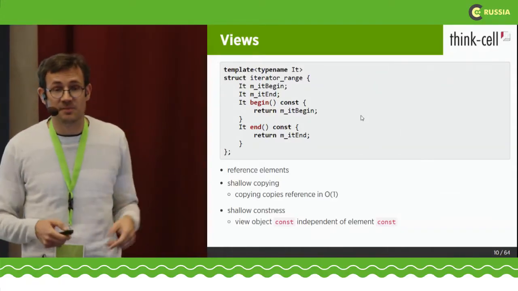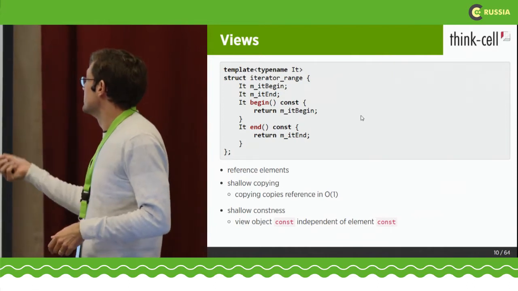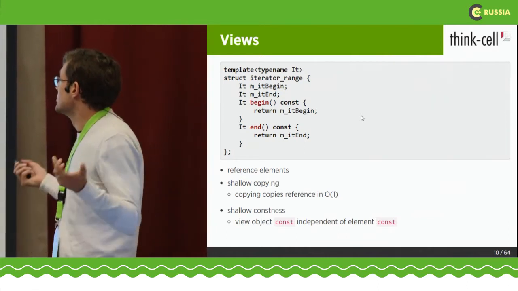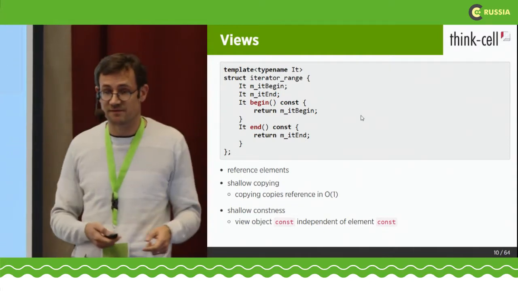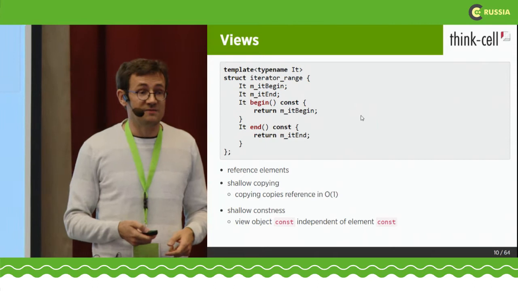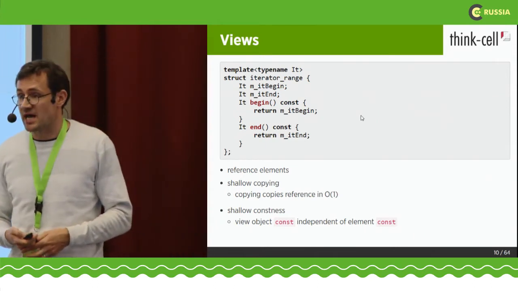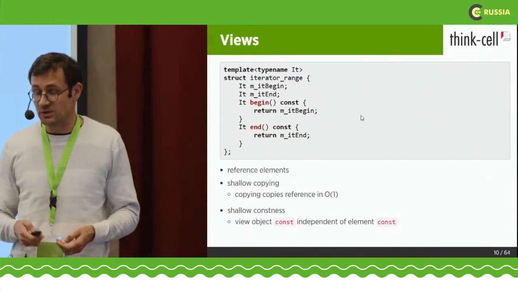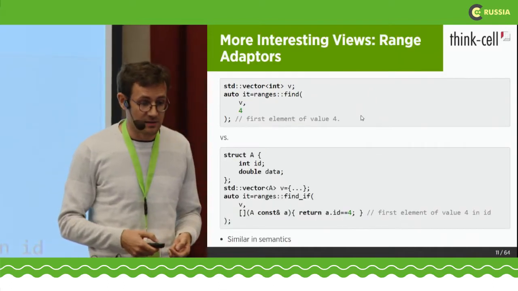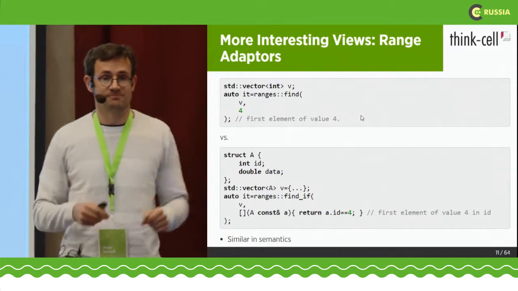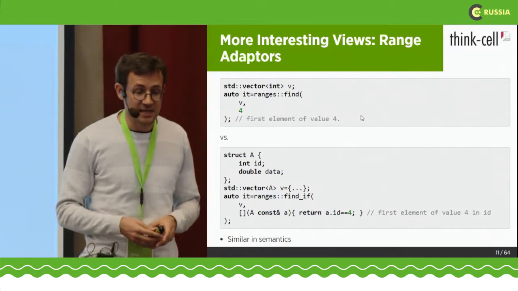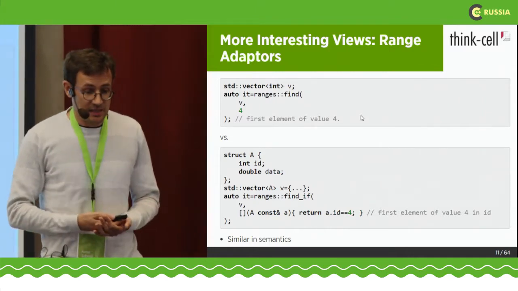A simple implementation of such a view is here, the iterator range. You basically have a pair of iterators encapsulated into one object. Easy enough. Well, if that would be the end of the story, that would be a little bit sad, and that wouldn't be quite enough to justify an important change in the standard. But there is more. And to motivate that, let's look at this problem.